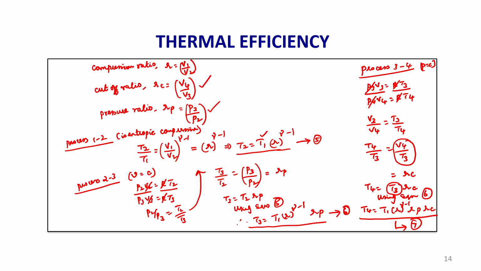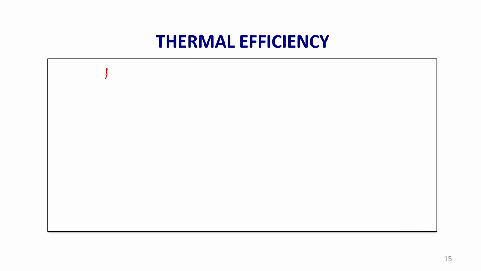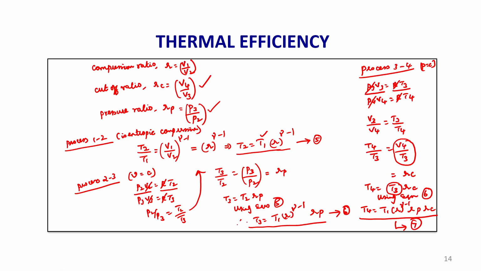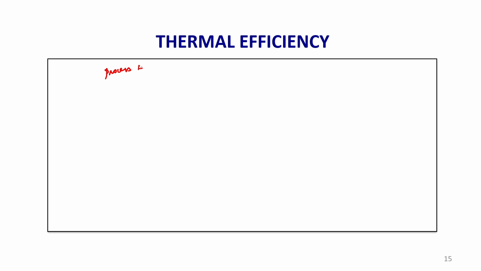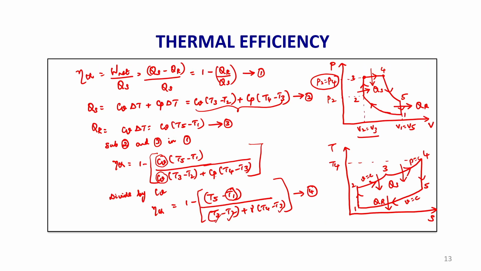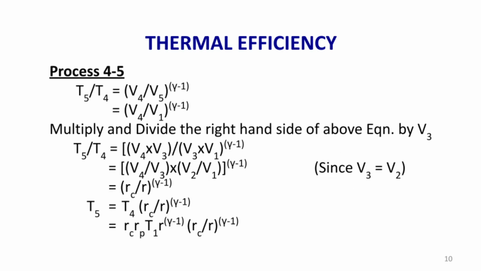The only temperature which is yet to be expressed in terms of T1 is T5. So, this is the process we have considered, 3 to 4. Next we will consider the process 4 to 5. 4 to 5 is an isentropic expansion process, so entropy at 4 is equal to entropy at 5. So, I can write that relationship like T2 by T1 equal to V1 by V2. Consider the process 4 to 5 and write the relation between T5 by T4.